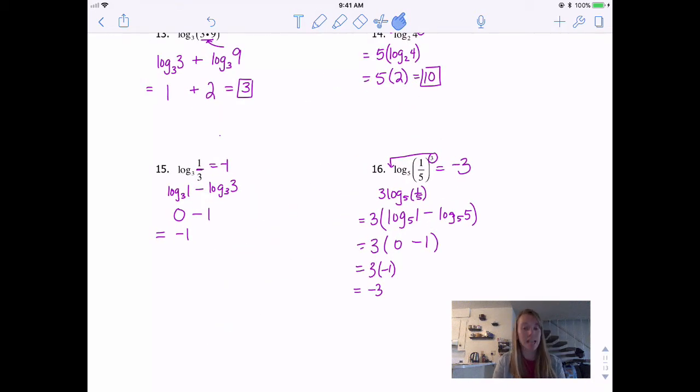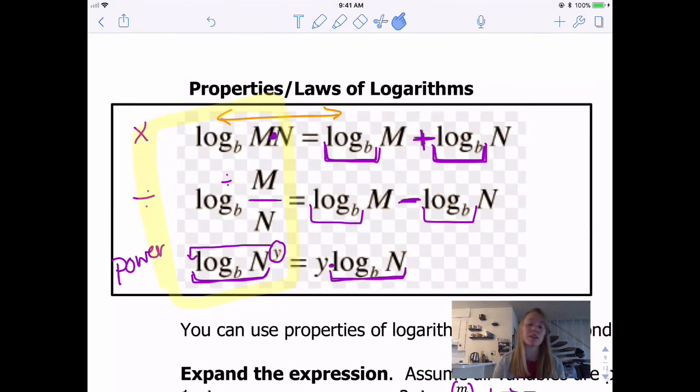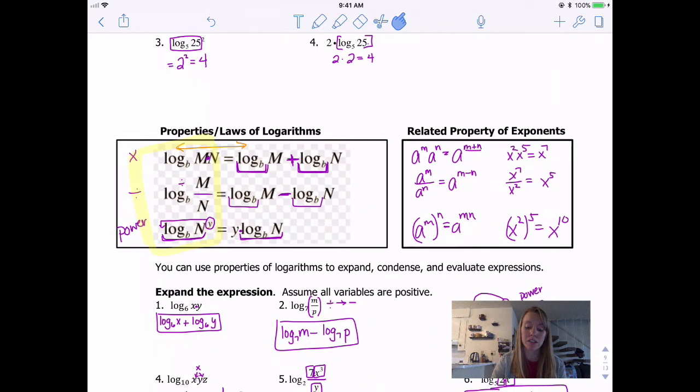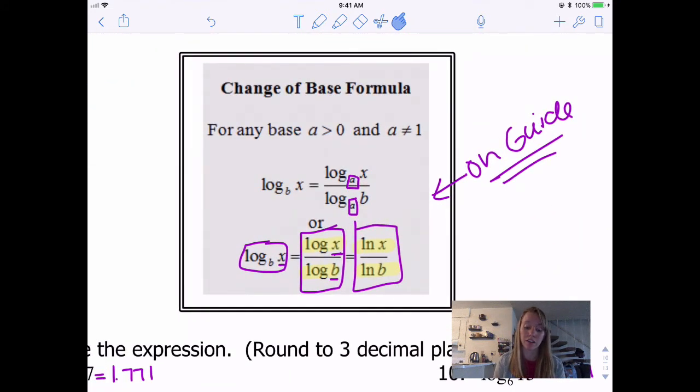So what we learned today is we looked at expanding and condensing logs using these 3 properties. Those are 3 properties that you have to get comfortable with through some practice problems. And then we also learned the change of base formula, plugging things into your calculator. This is super helpful for you for quizzes and tests, but only if you know how to use it. So please make sure that you are looking at the guide while you're doing your practice problems. I will see you later.